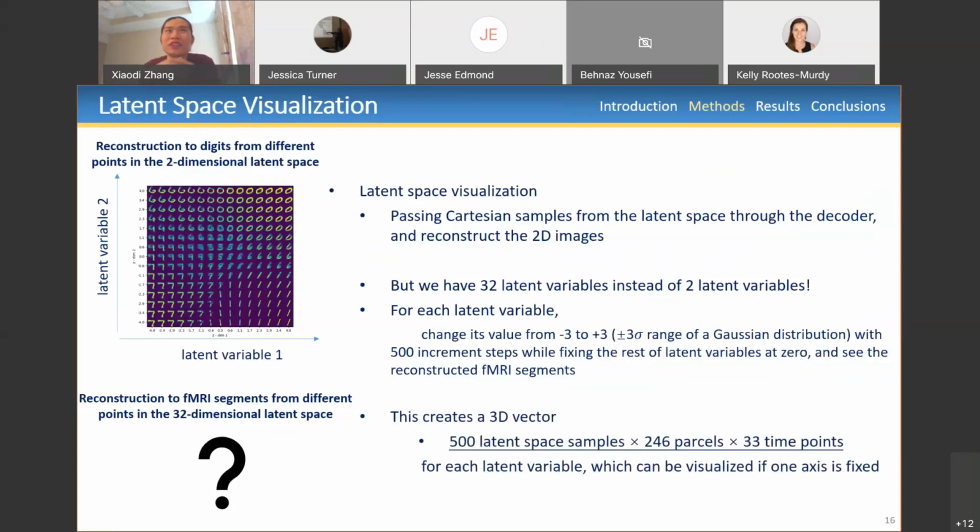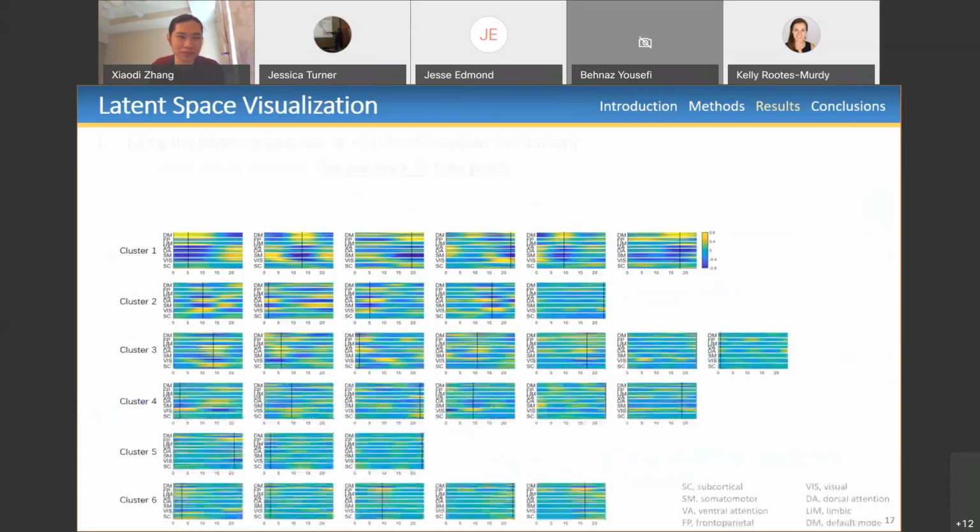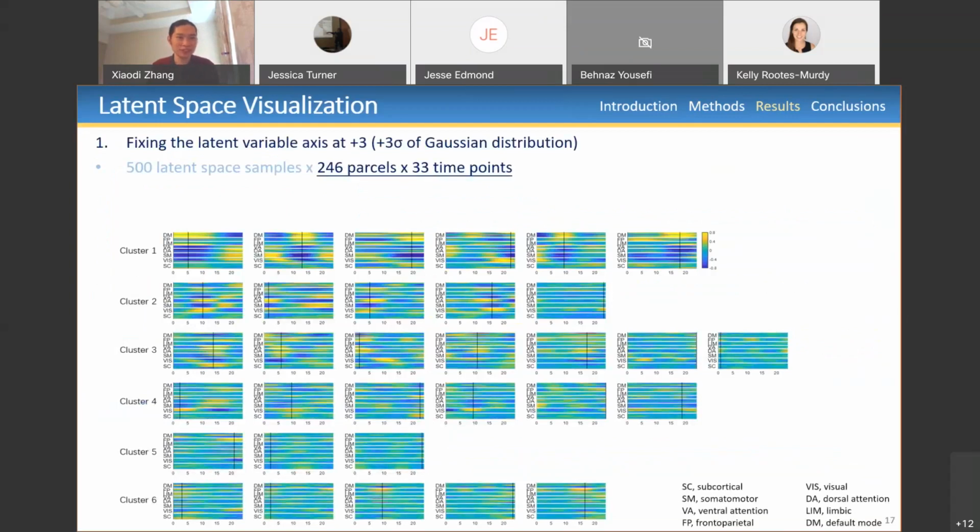So essentially you have a 3D vector, and you can visualize this, I guess, by making one of them fixed so that you end up having a 2D vector, which is what we are going to do in the results section. So here I'm fixing the latent variable axis at its maximum. So essentially, I'm showing you how the spatial temporal trajectories in the original fMRI space will look like.